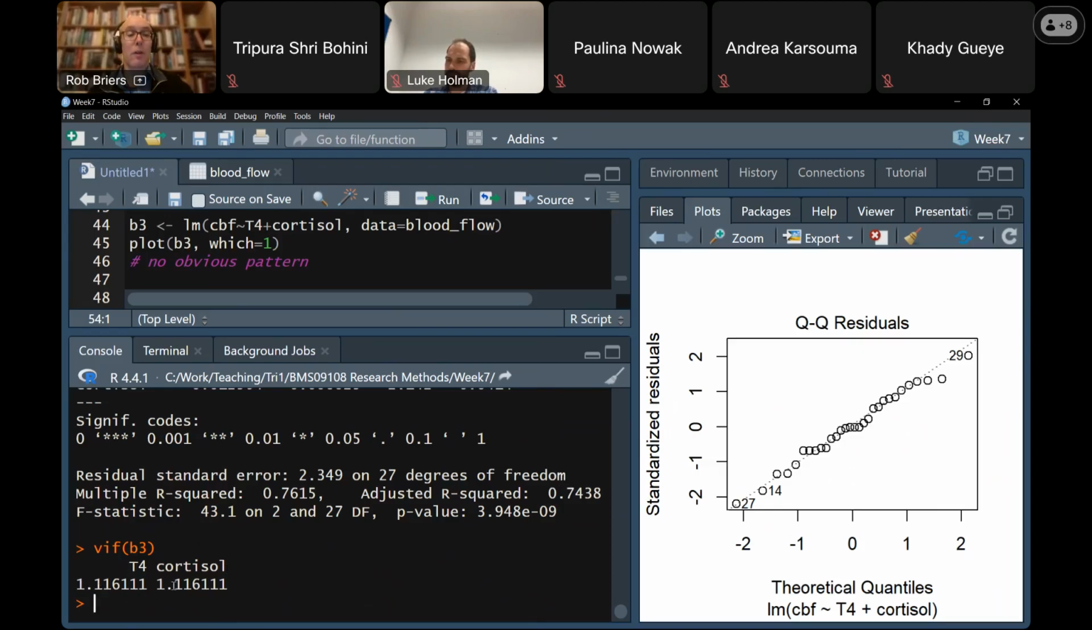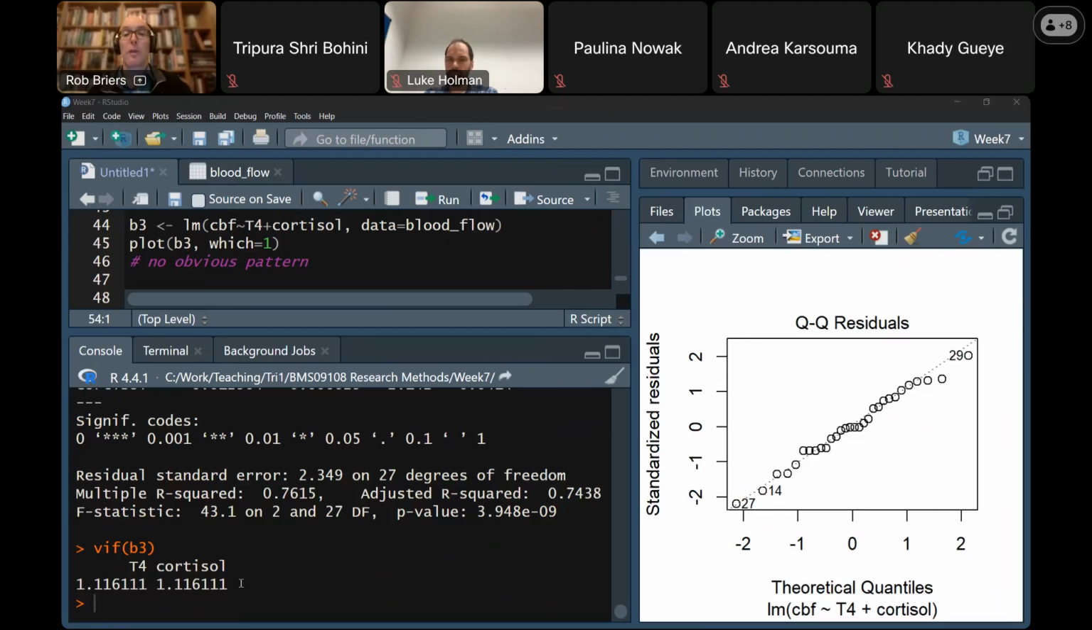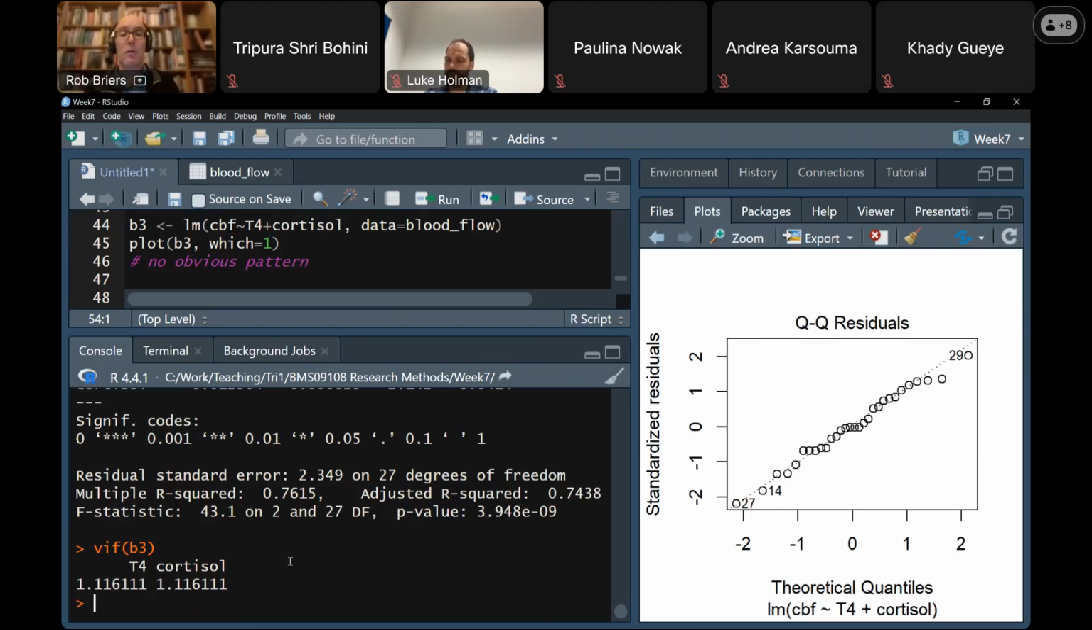If there was a correlation there, probably both of those values would be high, and that would indicate there's a correlation between them, and we wouldn't be able to use both of those things to predict our response. In this case, we're okay. There's no strong correlation between those. A value around 5 indicates you've got a bit of a problem. Anything over 10, definitely you've got a strong correlation between your predictors.